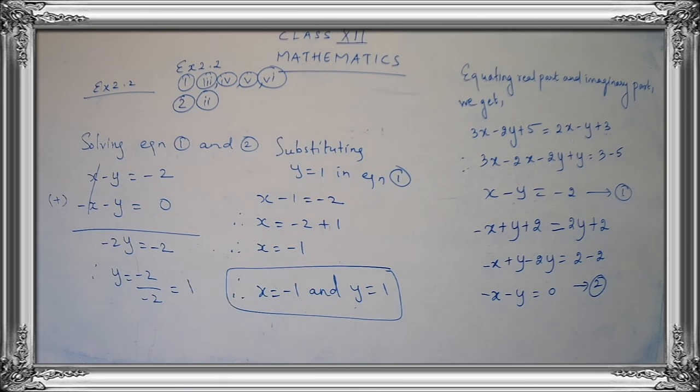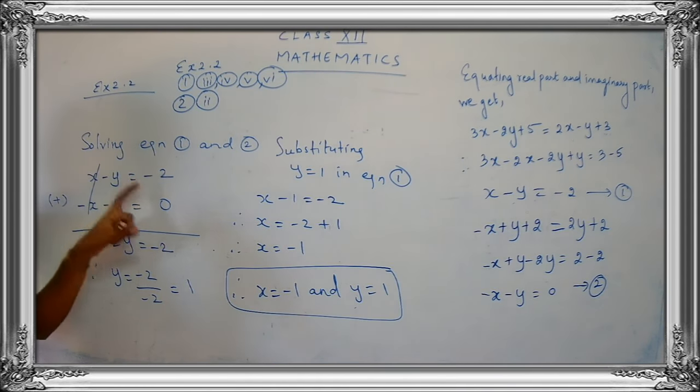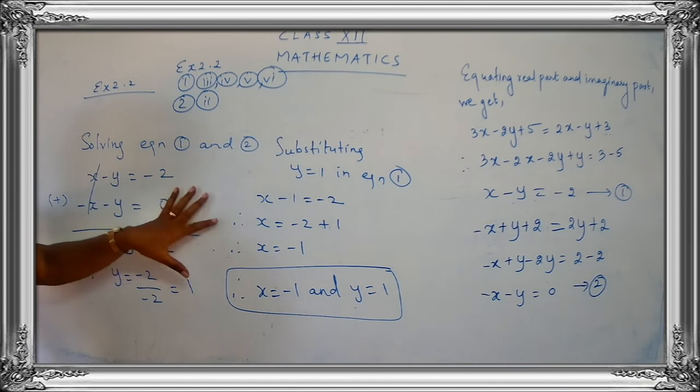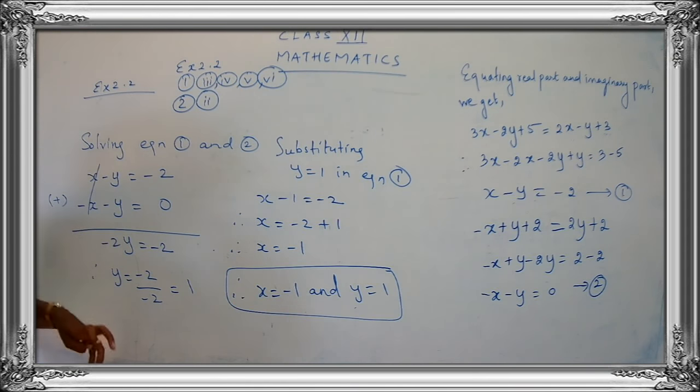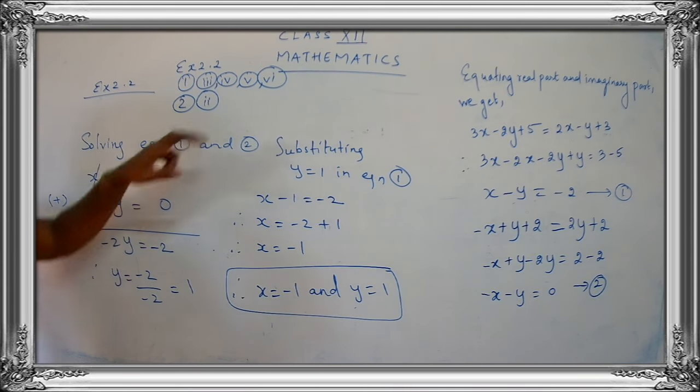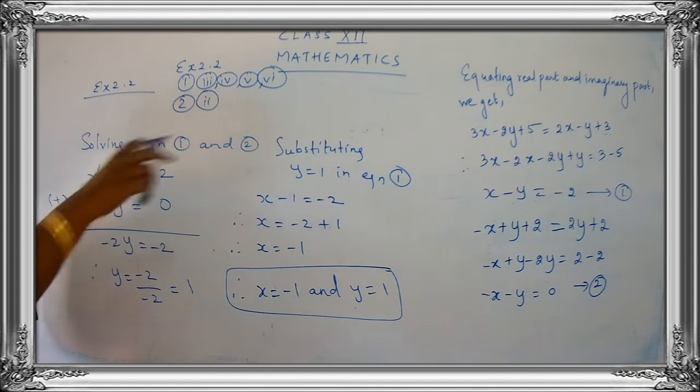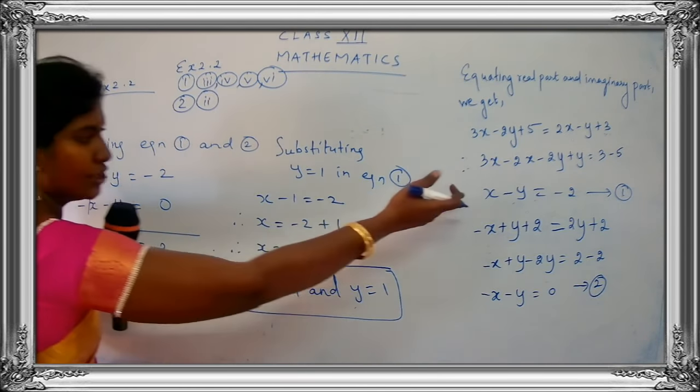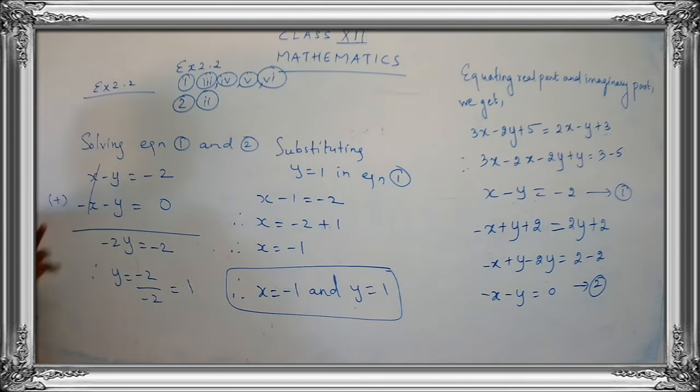Clear, children? So, I hope you are clear with the third sum. The third sum is a question where you have two complex numbers given, and a condition was given that both the numbers are equal. So, we started with the equal sign. We opened the bracket. Then we brought the real part together and the imaginary part together. Then we have to equate the real part and the imaginary part. Then you get two equations. And once you get the equations, you have to solve and get the value for x and y. I hope you are clear with today's work.